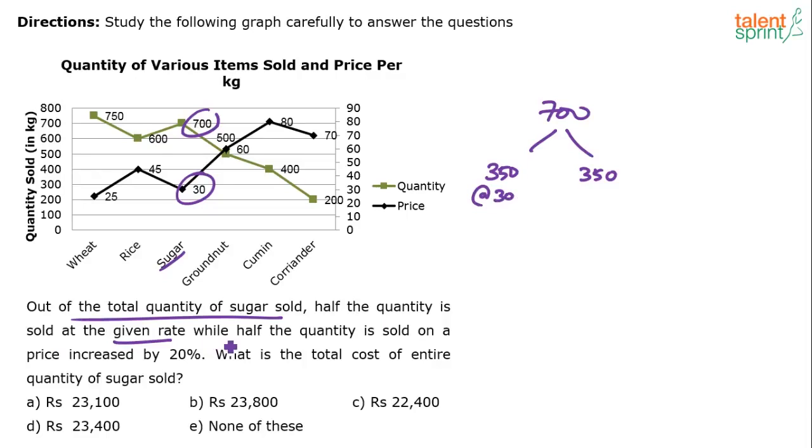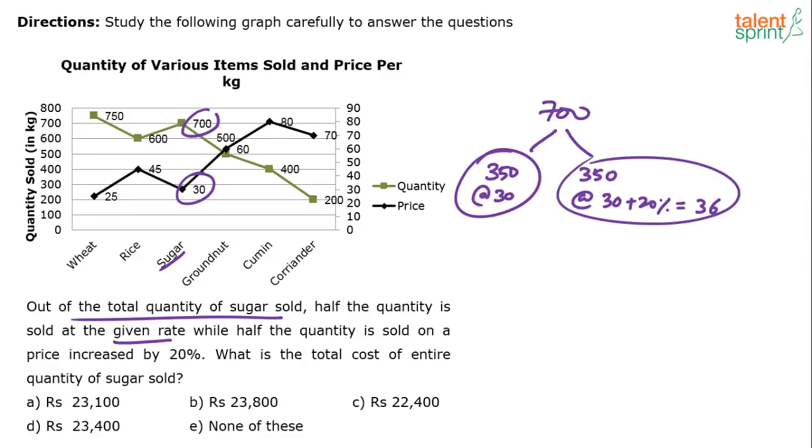The other half is sold at a price increased by 20%. This is sold at what price? 30 rupees plus 20%. Price is increased by 20%. 20% of what? 30. 20% of 30 is 6. So 30 plus 6, so 36. So 350 kgs is sold at 30 rupees per kg. The other 350 kgs is sold at 36 rupees per kg. What is the total cost of entire quantity of sugar sold? What's the total cost?